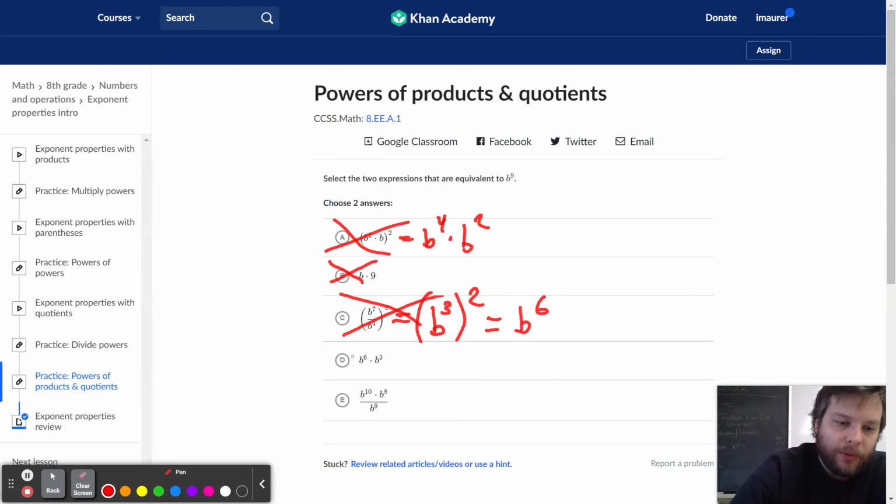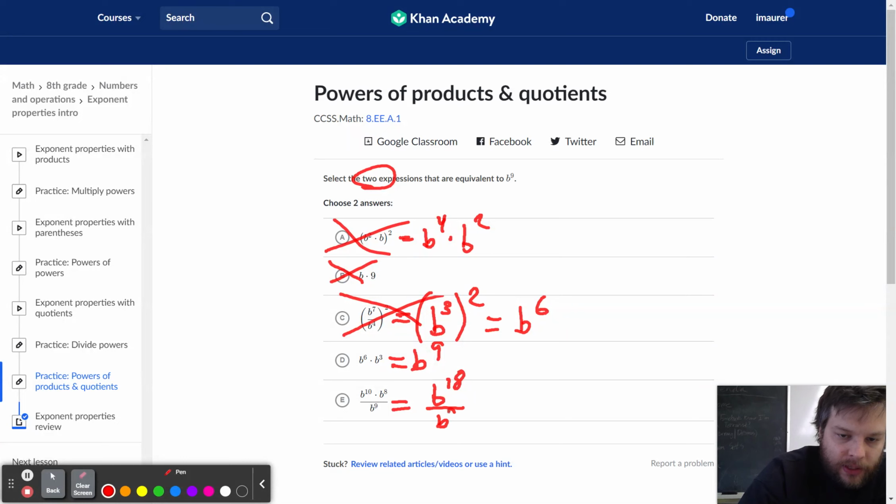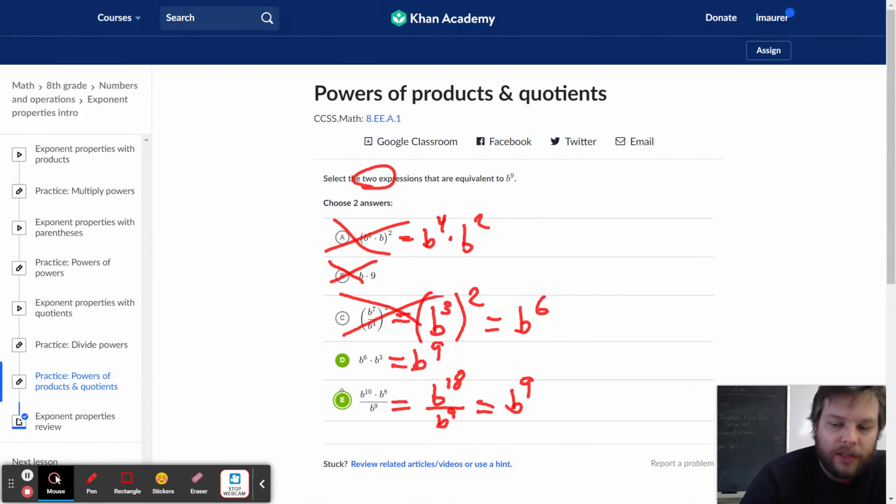Part D is equal to b to the ninth because 6 plus 3 equals 9. So this is equal to b to the ninth. That's great. And by process of elimination, because they told us there's two answers, I know that part E will also be equal to b to the ninth. But let's just make sure we know why. The top is a multiplication problem, so I go 10 plus 8. Copy down the bottom. And then when you divide, you subtract, and 18 minus 9 is 9. So I know that my two answers are D and E.